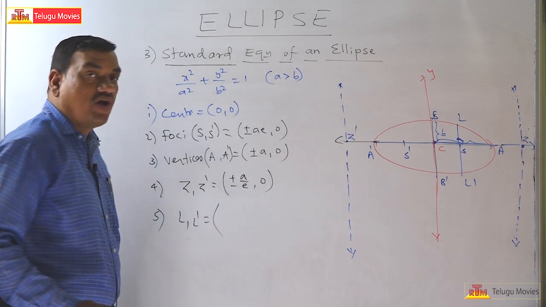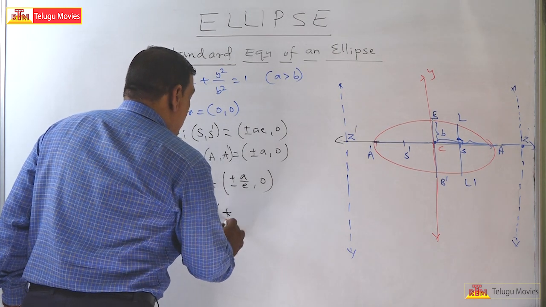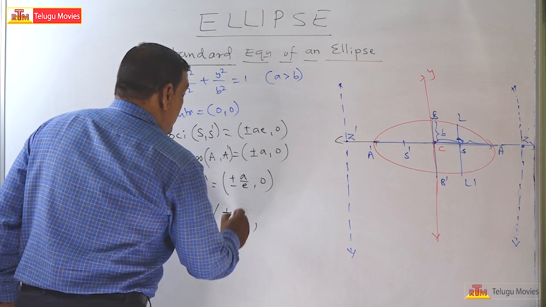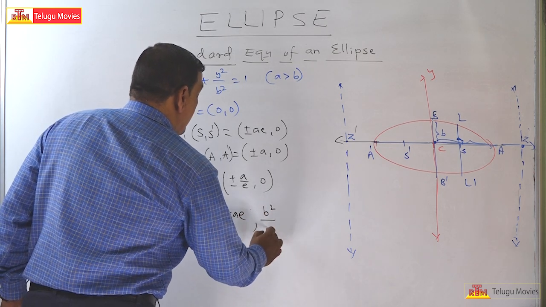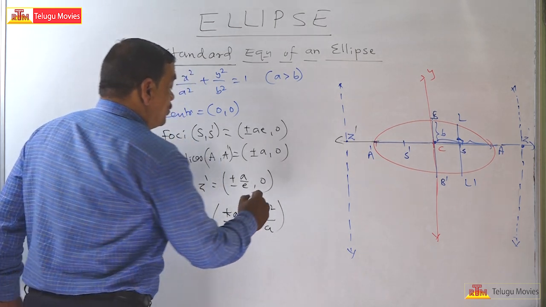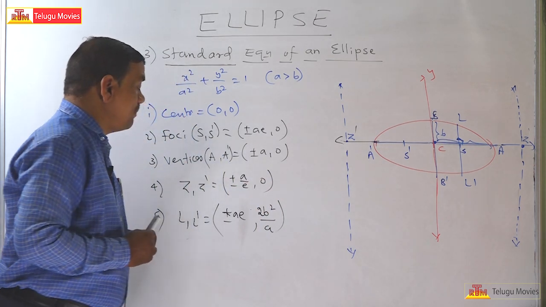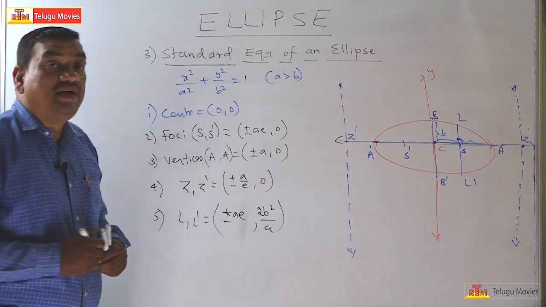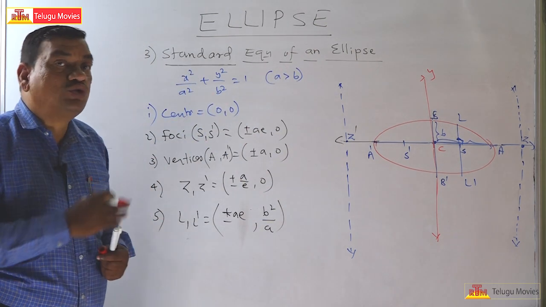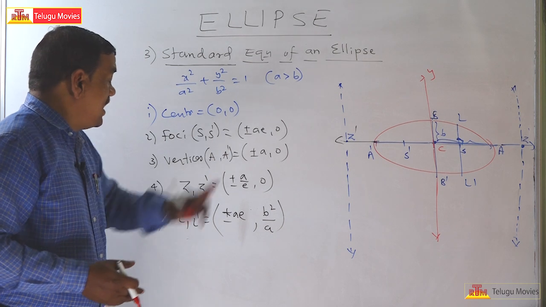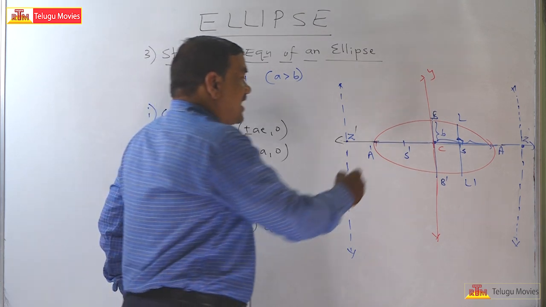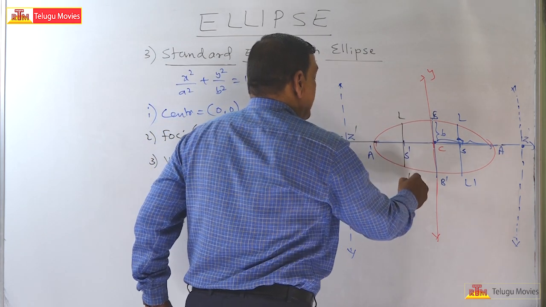This is given by the formula plus or minus AE, comma B square by A. Why only B square by A? Because the length of the latus rectum is 2B square by A. That's why the L coordinates are plus or minus AE, and this is also plus or minus B square by A. Why? Because there is another latus rectum here also, L and L dash.